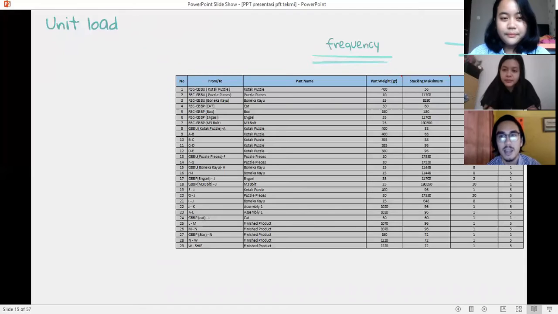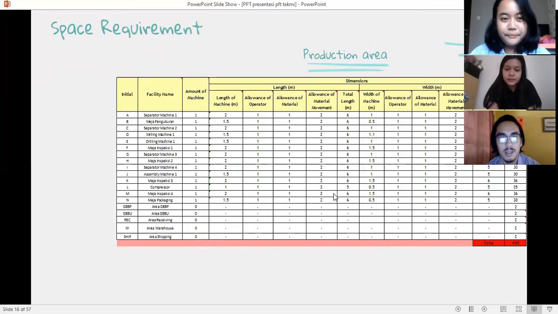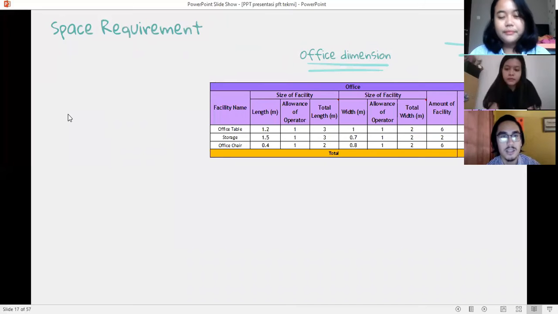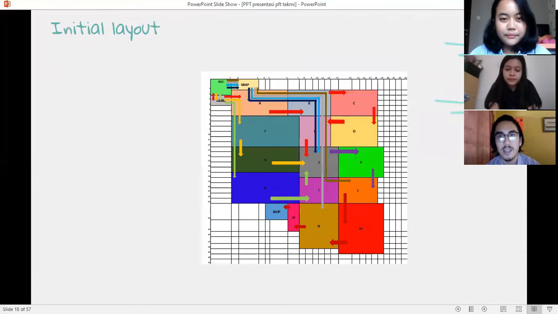And this is the frequency of the unit load. This is the space requirement for our production area, and the result is in the table. And this is the space requirement for our office dimension with some facilities like office table, storage, and office chair. The total is 72 meters square.